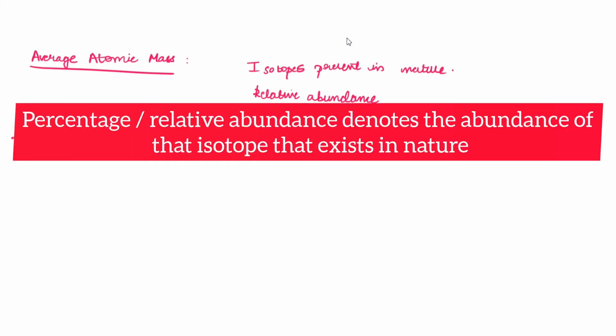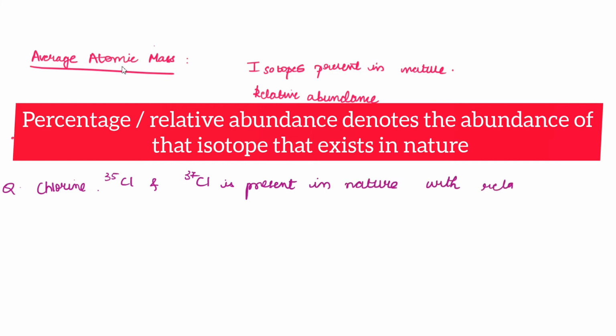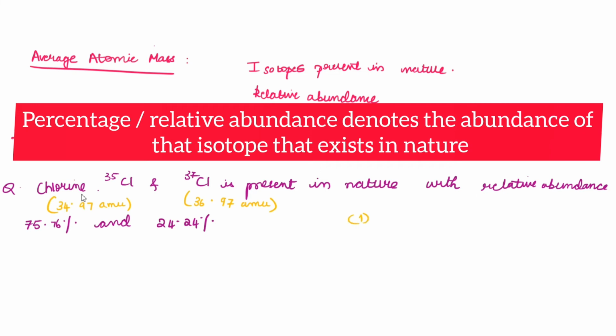The relative abundance, the percentage abundance, is the abundance of the isotope that exists in nature. Let me give you a question which says, chlorine, that is 35Cl and 37Cl, is present in nature with relative abundances 75.76% and 24.24%, and the atomic mass of 35Cl is given as 34.97 AMU, and that of 37Cl is given as 36.97 AMU. Now we have to find the average atomic mass of chlorine.